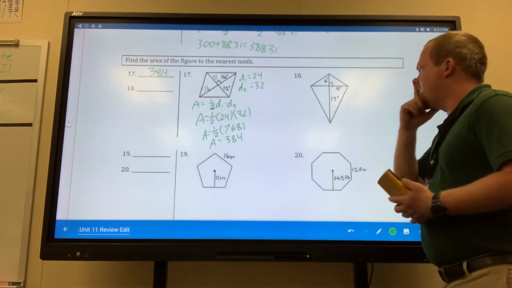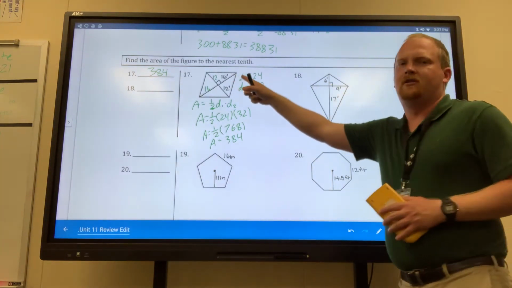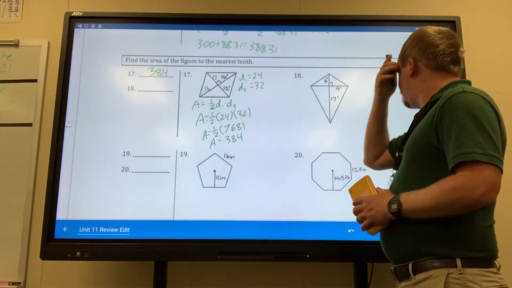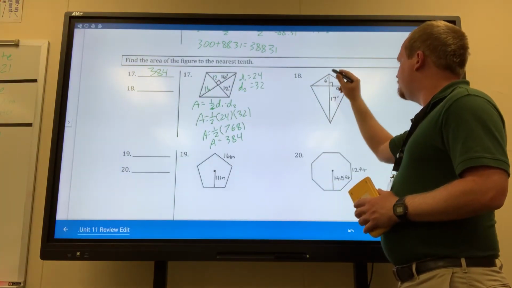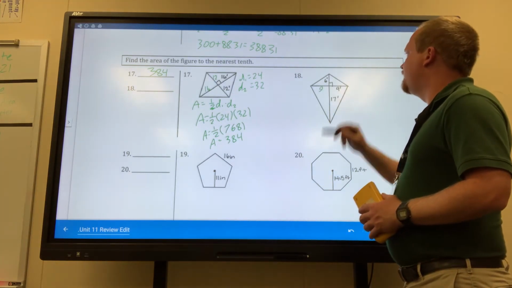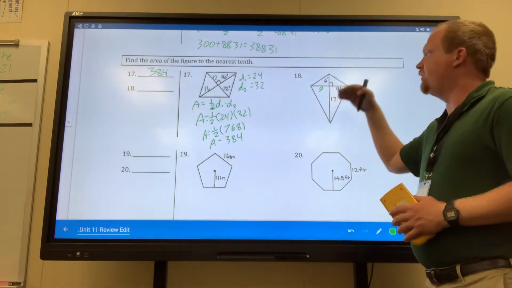And just to let y'all know, even with a kite, well, this is a rhombus, my fault. This is a rhombus. But since this is a kite, remember, this diagonal line is going to be bisected by this. So this is going to be 9 as well. Okay? This will help you get started on number 18.